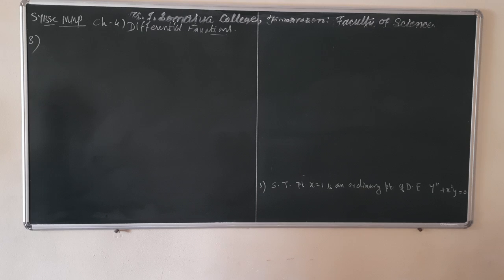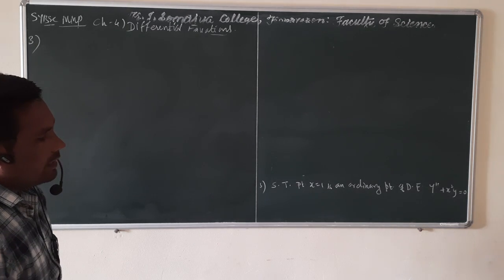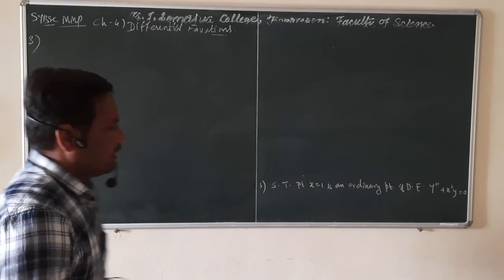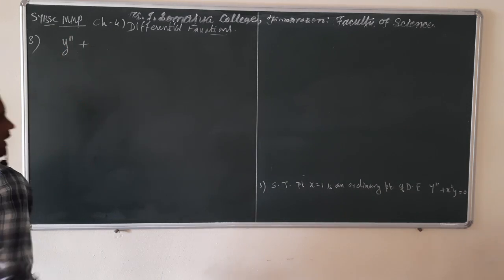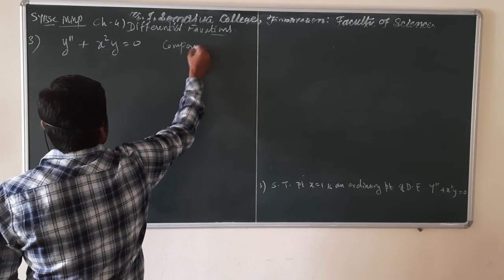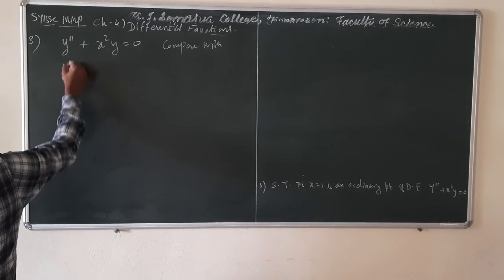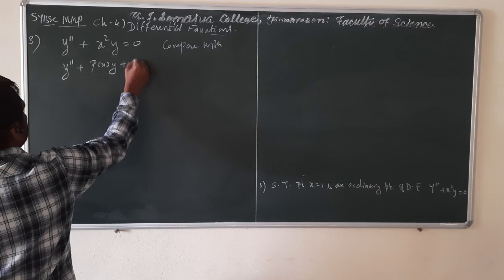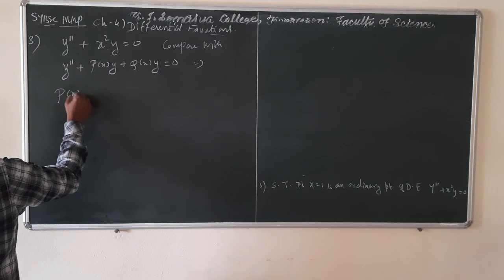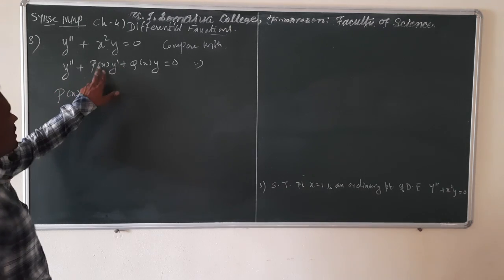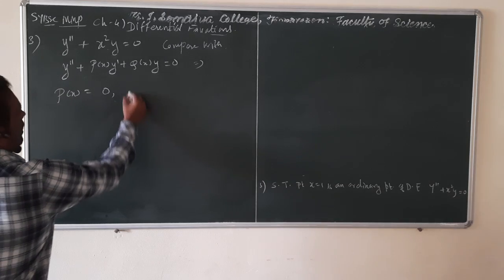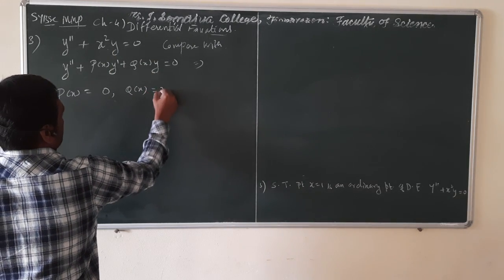It is problem number 3. Show that point x is equal to 1 is an ordinary point of the differential equation y double dash plus x square y is equal to 0. Now again, the given differential equation is y double dash plus x square y is equal to 0. Comparing with the standard differential equation, which is y double dash plus p of x y dash plus q of x y is equal to 0, we get p of x, the coefficient of y dash. In our differential equation there is no term of y dash, so this is 0, and q of x is the coefficient of y, which is x square.